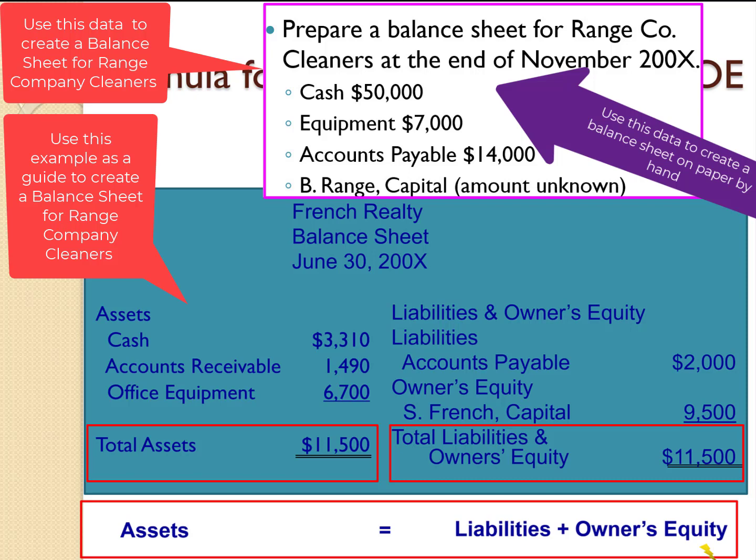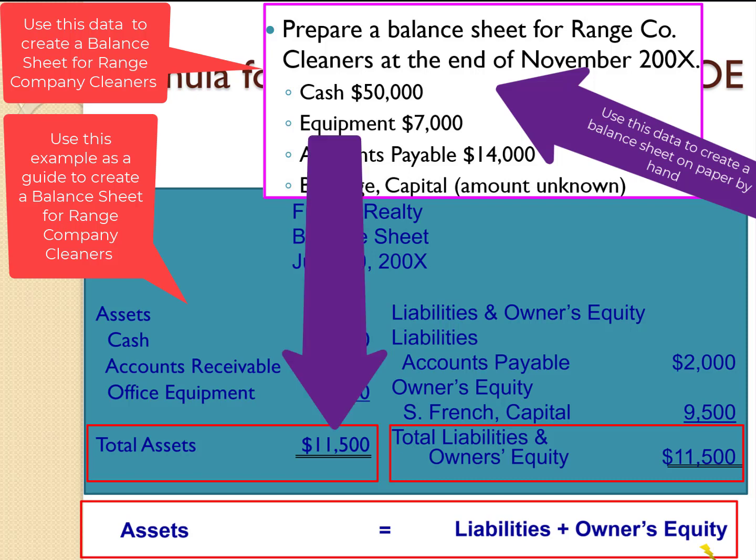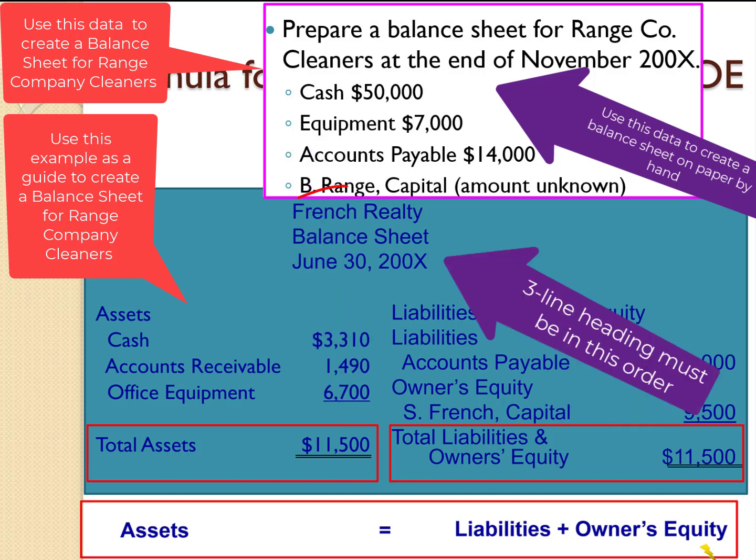Now the important thing is you need to make sure that your assets equals liabilities plus owner's equity. Remember, that's the whole basis for the balance sheet. Assets have to equal liabilities plus owner's equity. And you need to get the three-line heading correct too.